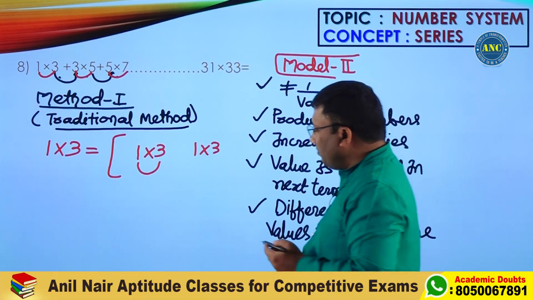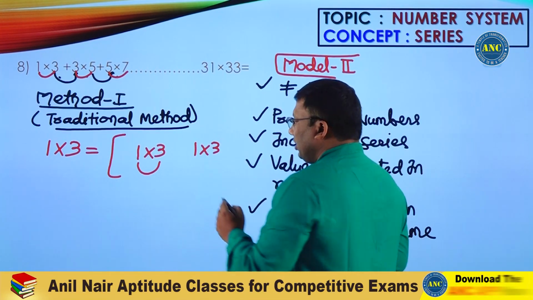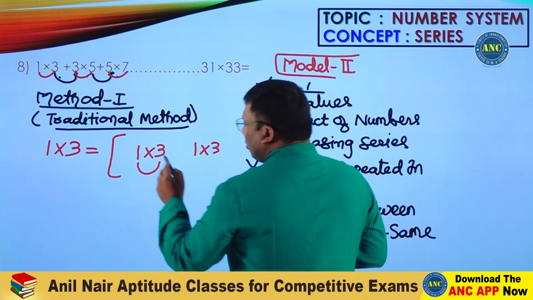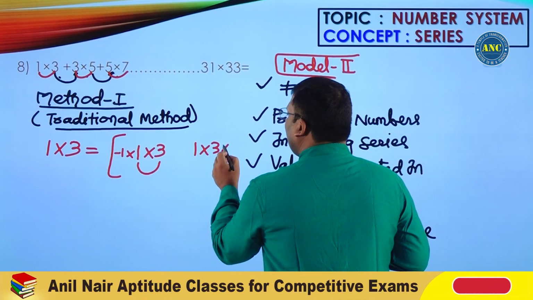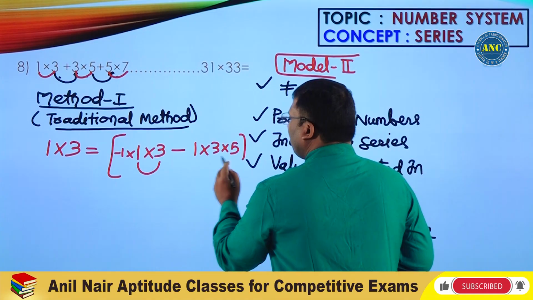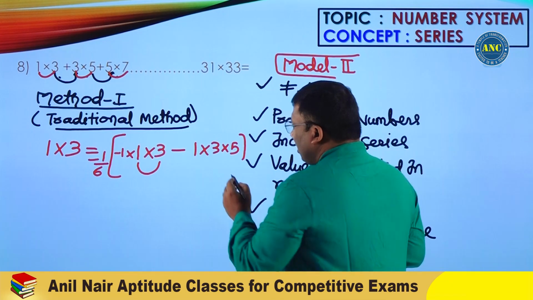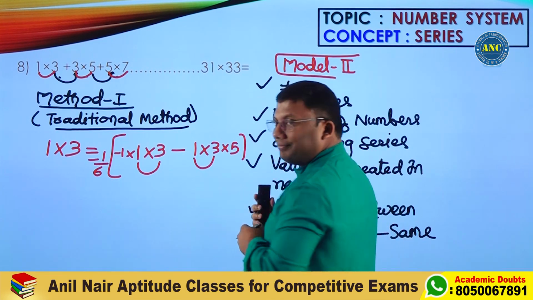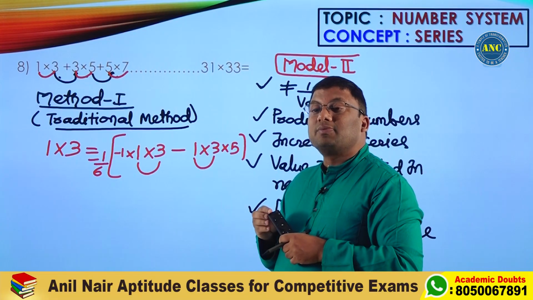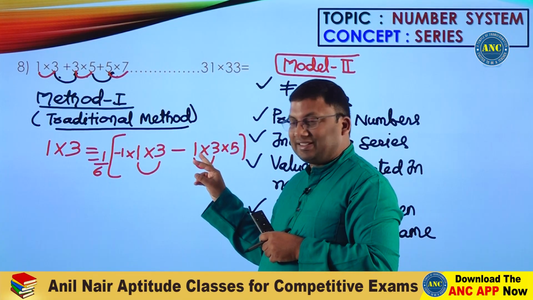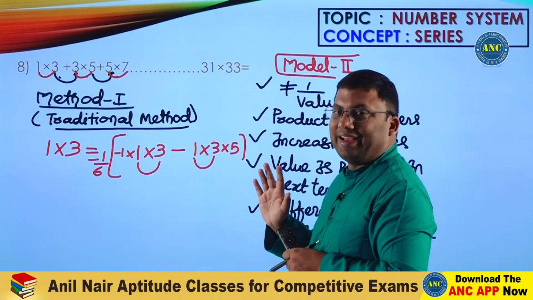Now, because it is 1 into 3, I am making these changes. 1 and 3, what is the difference? 2. Go 2 units before 1, minus 1. Go 2 units after 3, 5. Can I write 1 into 3 like this? Please observe carefully. If I take 1 into 3 common, what is there in the bracket? Minus 1, minus 5, which is minus 6, multiplied by minus 1 by 6. It is cancelled.